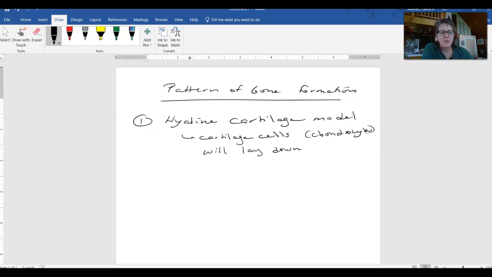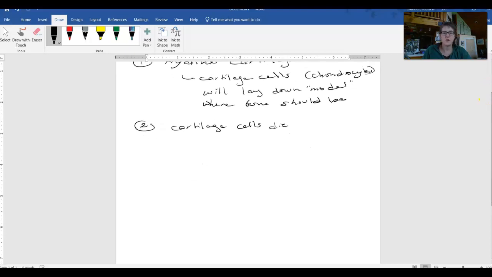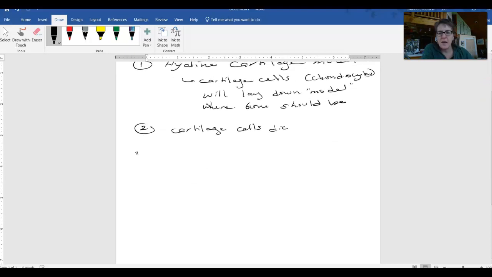That's the model, where bone should be. And then these cartilage cells will die. They'll lay it down and then they'll start making little pits. We'll see fancier words later about it. So cartilage cells will die, and then I will have osteoblasts, because they're the builders.